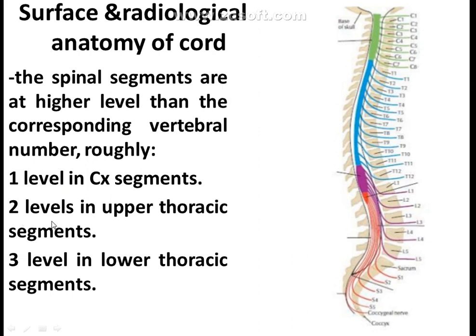For example, the T4 segment of the thoracic segments of the spinal cord lies at the level of the T2 vertebra. And this is in the upper thoracic; in the lower thoracic the difference is 3. For example, the T10 segment of the spinal cord lies at the level of the T7 vertebra, but this is a rough estimation and it is not so accurate.